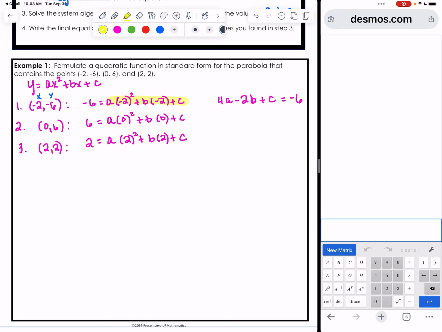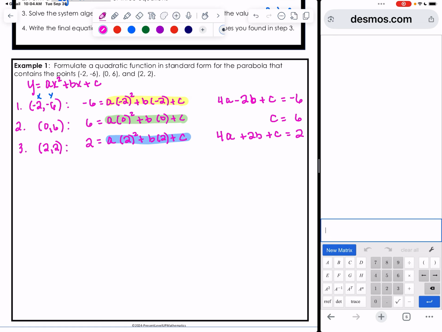Now I'm going to take my next equation and simplify that. So 0 squared is 0. 0 times a is 0. So I don't have any a's. B times 0 is 0. And then all we have left is c. So we know c is equal to 6. All right, now we'll go to our third equation. 2 squared is 4. So we have 4a. 2 times b is 2b plus c, and that equals 2.